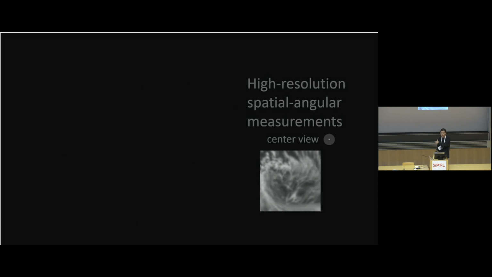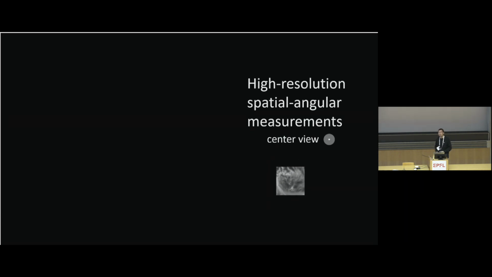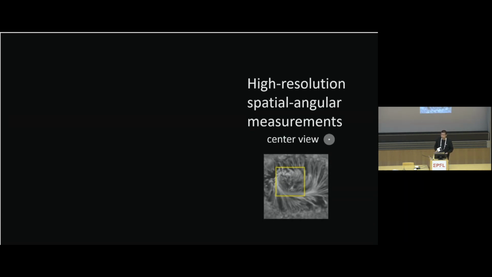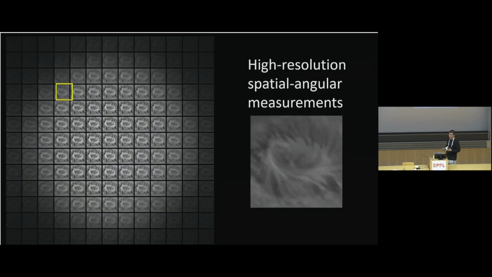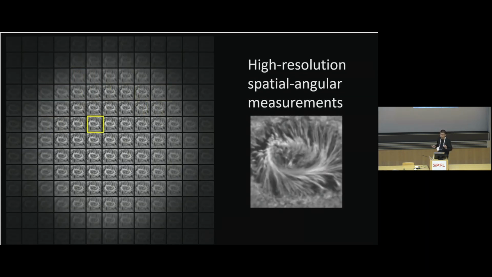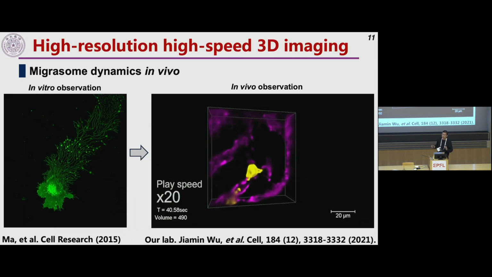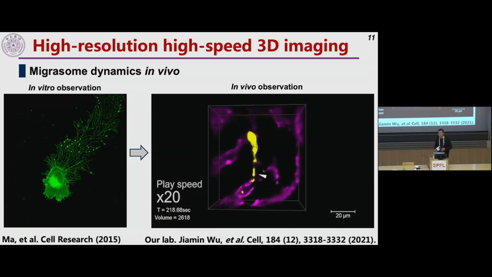But we only need 3x3 scanning. We can recover the whole resolution for the 3D imaging of these kinds of samples. So based on this technique, we can recover the 3D information of these samples and push the resolution of traditional light field microscopy up to the diffraction limit of the samples.